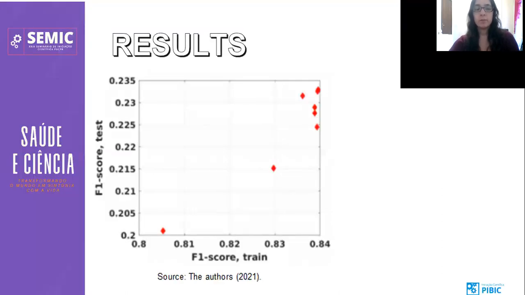The results may be represented as graphics. This graphic shows the relation between the F1 score of the training set and the F1 score of the test set. The F1 score represents the probability of detecting an anomaly. The F1 score of the training set is higher, and the F1 score of the test set is lower. And something that can also be observed is that when more sensors are used, higher is the chance of detecting an anomaly.